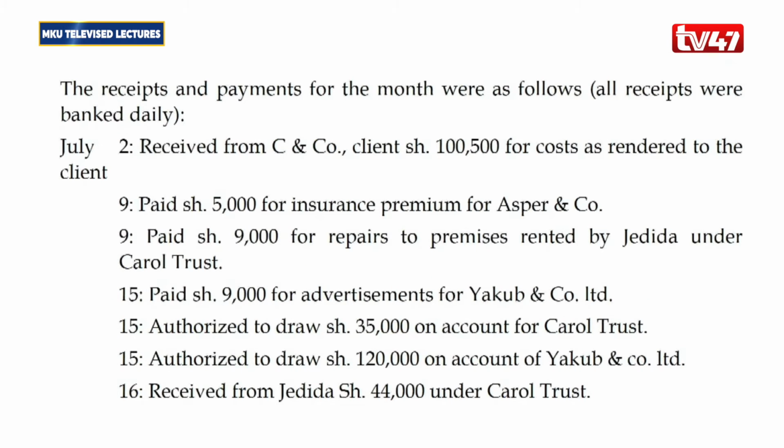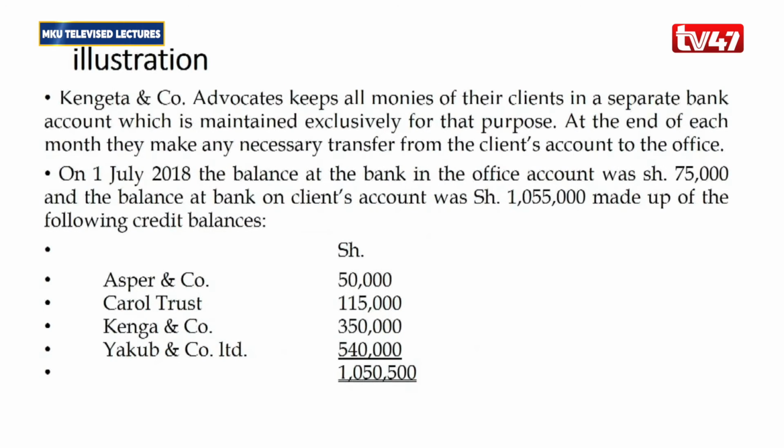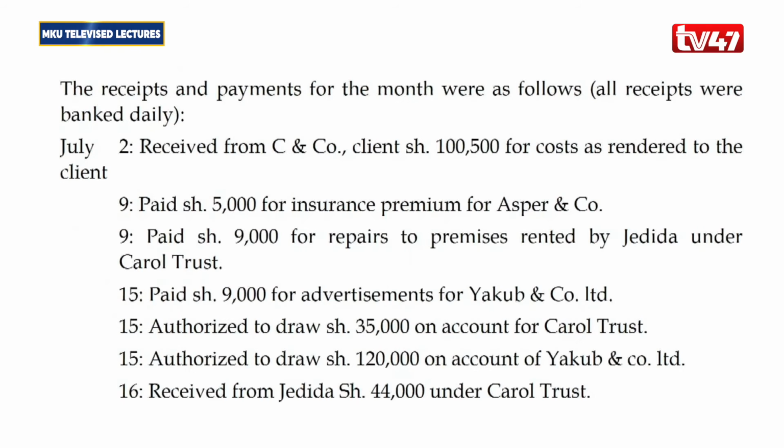Then again, on 15th, we paid 9,000 for repairs to premises rented by Jadida at the Caro Trust. So we are going to be going to the Caro Trust, but again, remember, Caro Trust had a credit balance of 115,000. So you will be going to that account, crediting that 115,000.